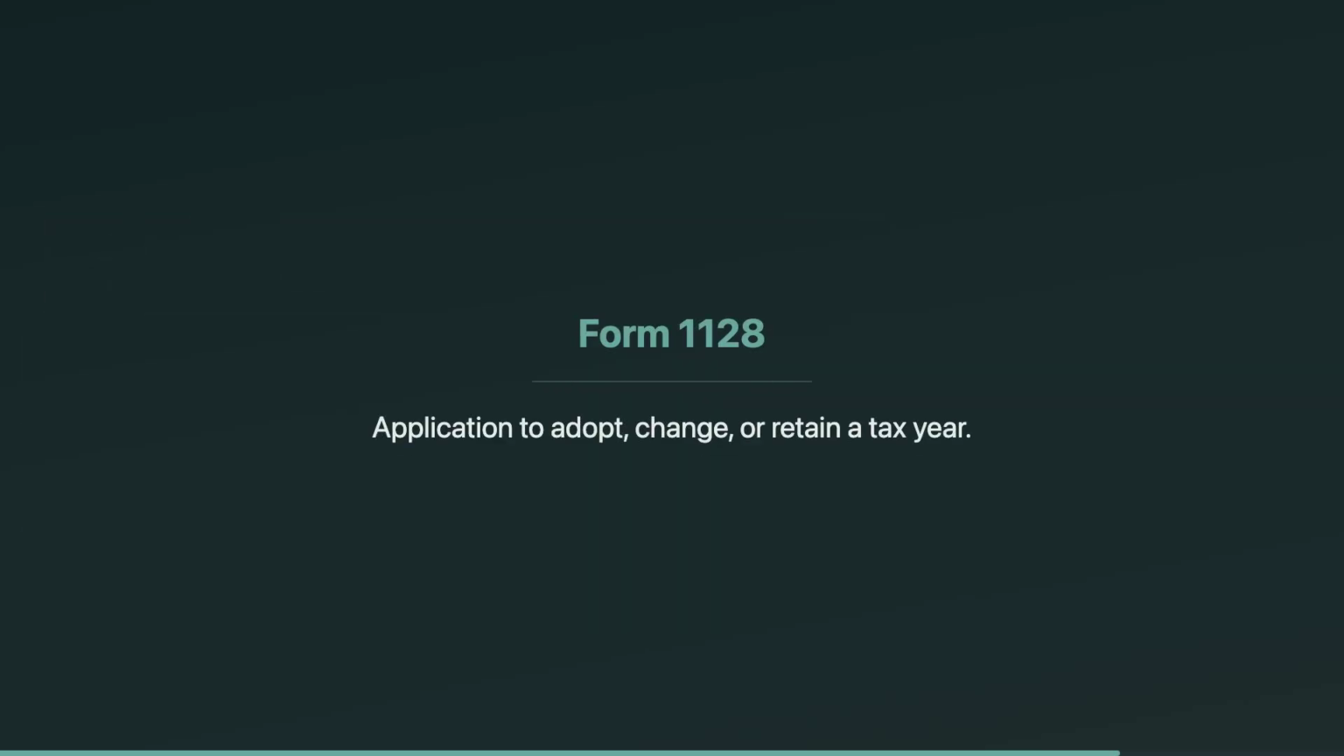What if the entity wants a different year-end anyway? The key phrase is bona fide business purpose. If a partnership or S corporation can support a legitimate business reason for a fiscal year, it requests approval using Form 1128, application to adopt, change, or retain a tax year. For EA exam purposes, remember, Form 1128 is the tax year change form.